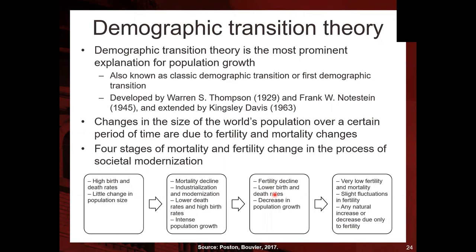And then in some more contemporary societies in developed countries, we reach really low levels of fertility and mortality, and we have slight fluctuations. And any natural increase or decrease is usually due only to fertility. But one of the things that I have been trying to show you here, in more recent analysis, for example, between 2019 and 2020, life expectancy at birth in the US fell by around 1.5 to 2 years of life. So that's the pandemic affecting mortality.